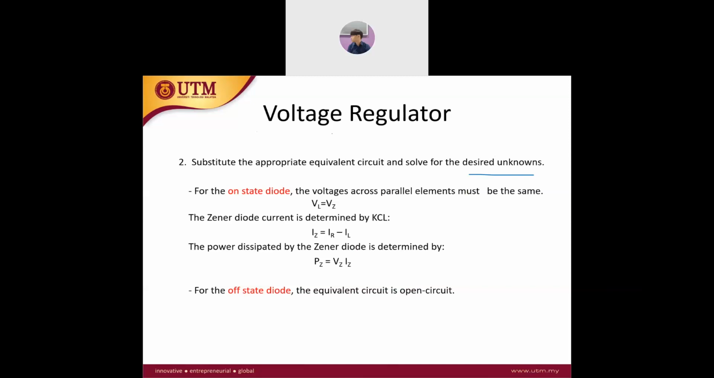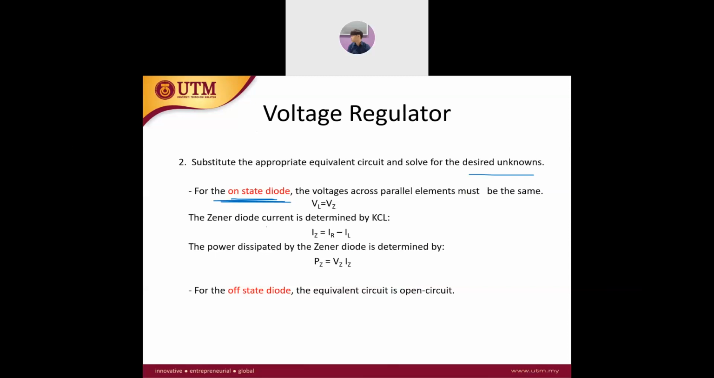Okay, next is the voltage regulator, step 2. Substitute the appropriate equivalent circuit and solve for the unknowns. So for the on state diode, the voltage across parallel elements must be the same. So VL equals Vz. This one you refer to the previous figures. The voltage goes to the Zener voltage.